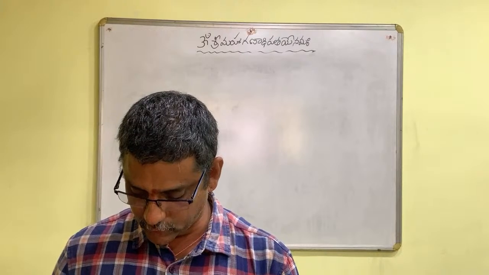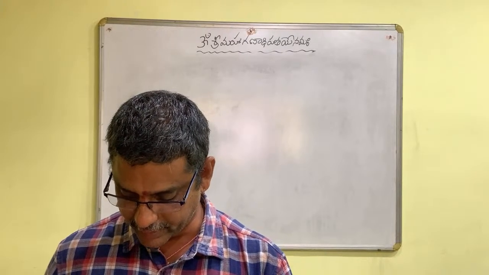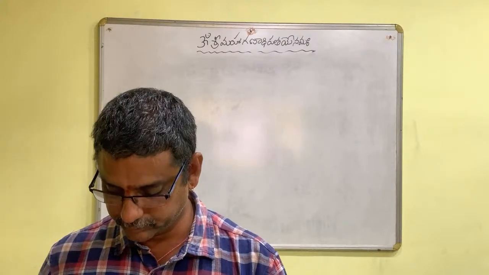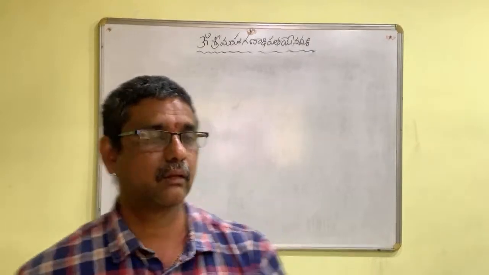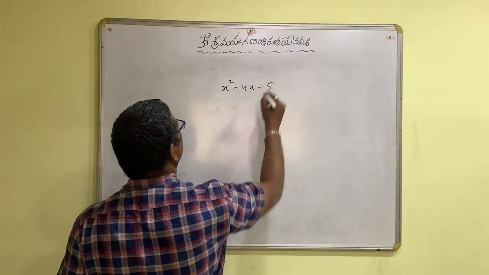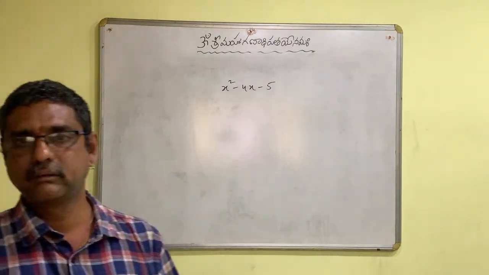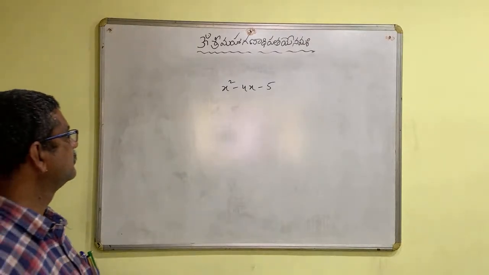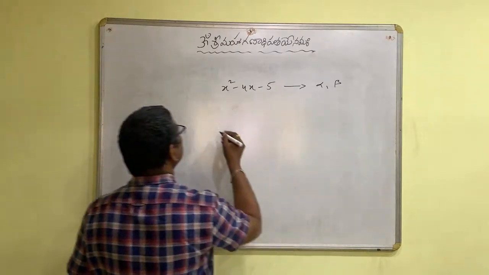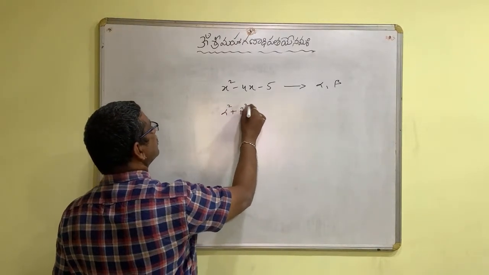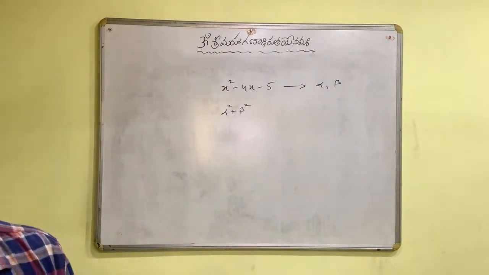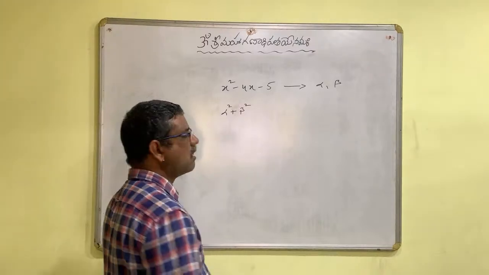Alpha, beta are the zeros of x square minus 4x minus 5. Then find the value of alpha square plus beta square. X square minus 4x minus 5 is the quadratic expression. Zeros of this expression are alpha comma beta, and we need to find alpha square plus beta square value. This is given for 3 marks. Okay, children.